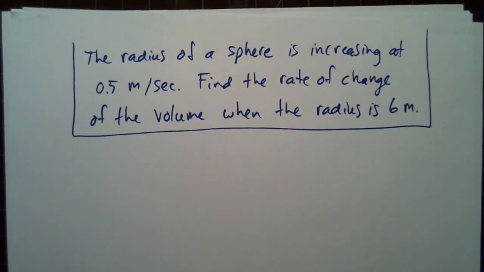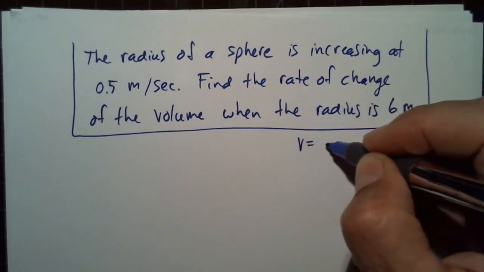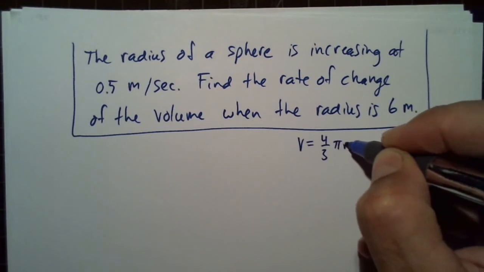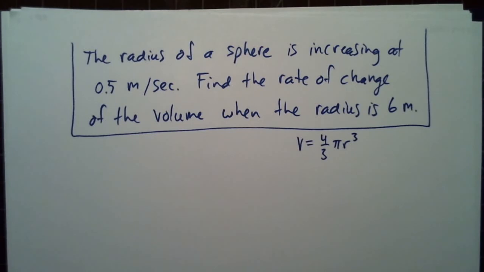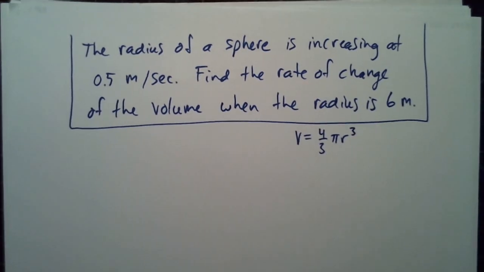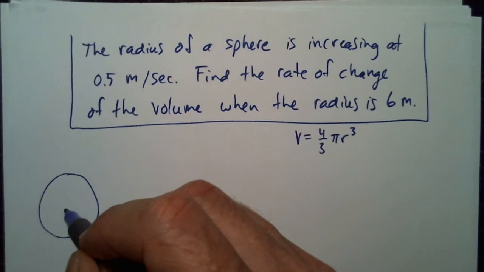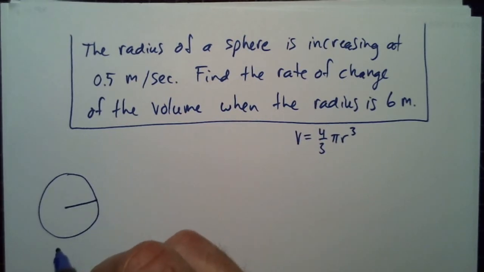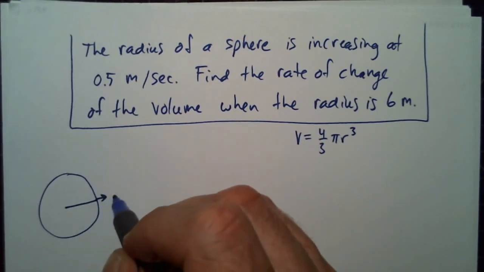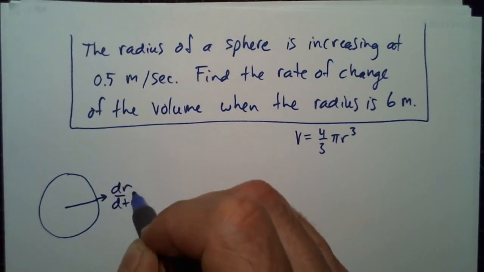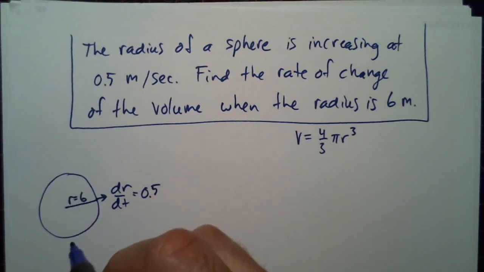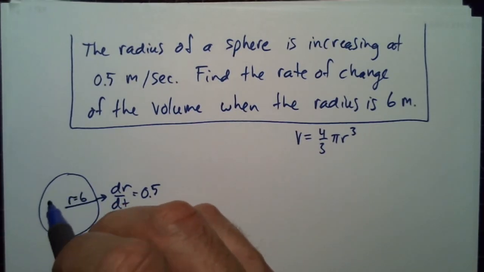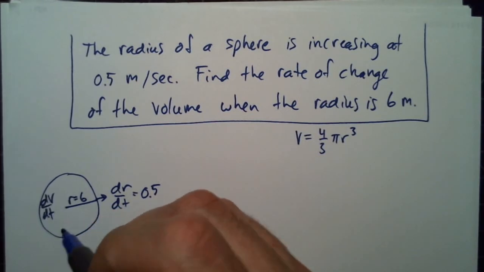All right, try that one, and remember that we're talking about volume. The volume of a sphere is 4/3 pi r cubed. Okay, pause the video and try that. So we have a sphere with a radius. The radius is increasing. dr/dt is 0.5 meters per second. We want to know what's happening when the radius is 6, and we need to find dV/dt.